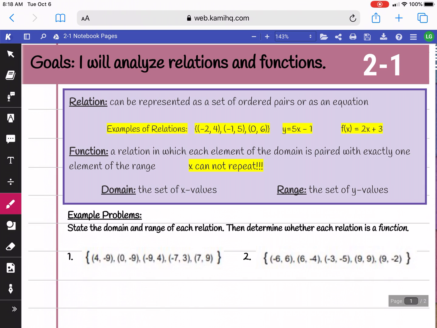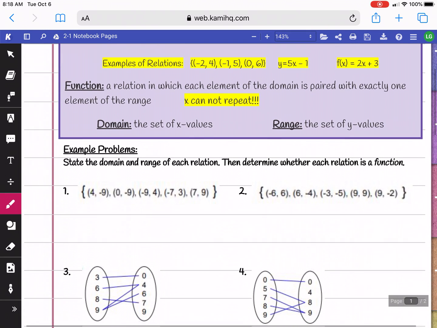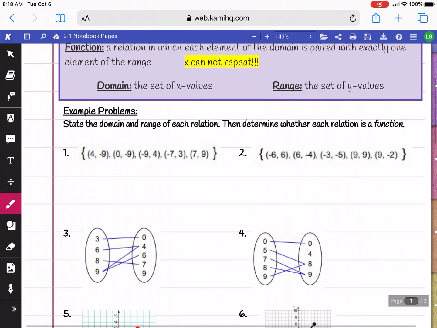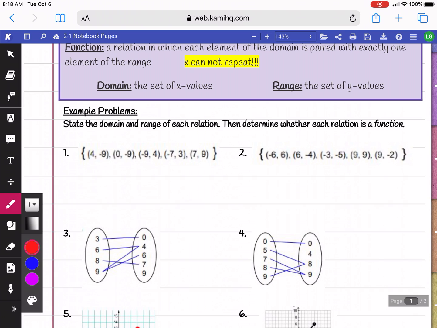Here are some sample problems. We're going to be finding the domain and range of each one, and then we're going to be determining if it's a function or not. So in example 1, we're going to start by finding the domain. That's our set of x values. So I'm going to look at my x's: 4, 0, -9, -7, and 7.